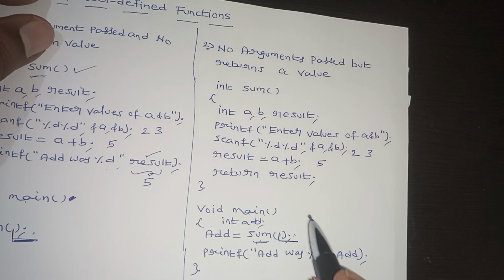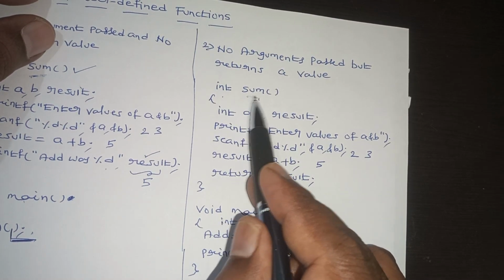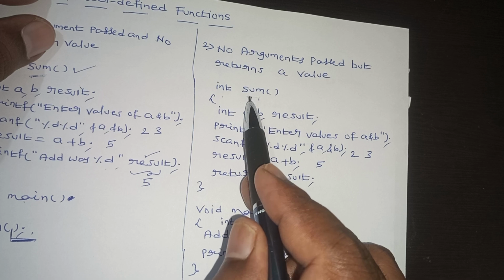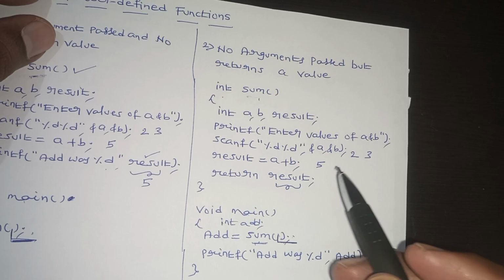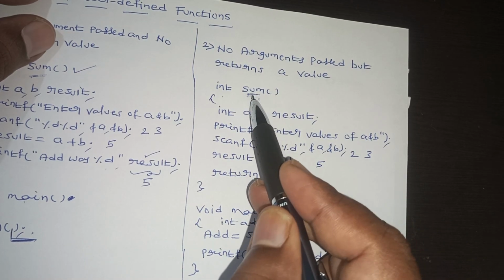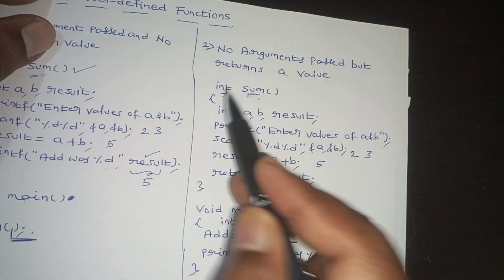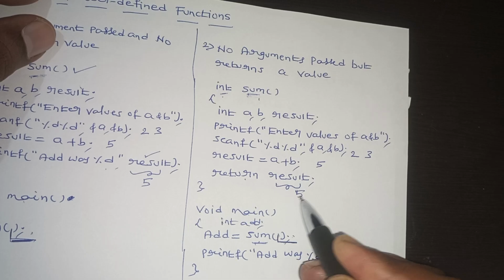Okay, now what I am doing? Now can you tell what is int sum? The user defined function sum is returning the integer value result. Okay, I'm telling one more time. The user defined function sum returns an integer value. What is that value? Return result. What is the result? Which is equal to 5.